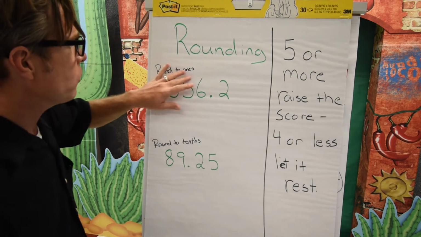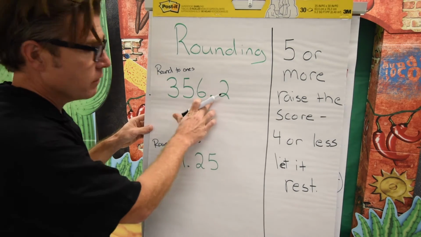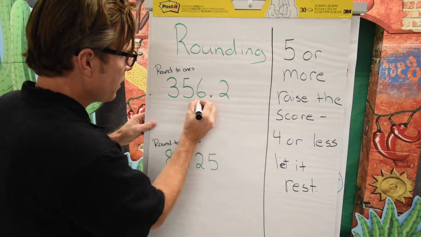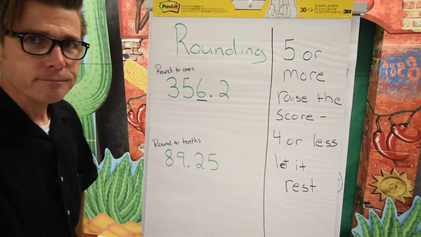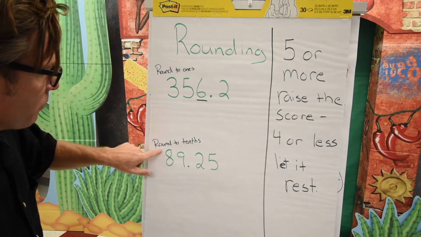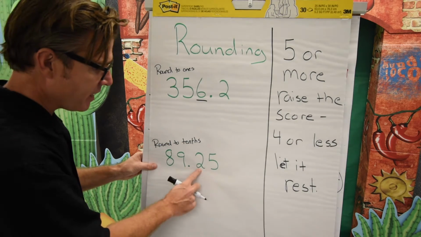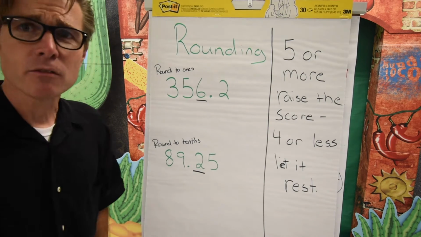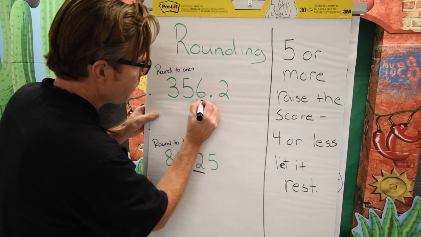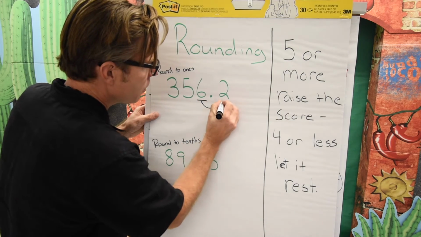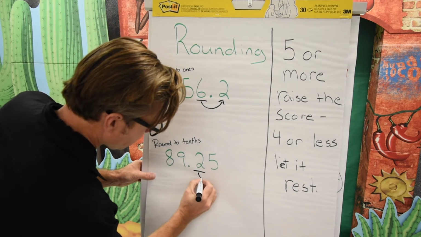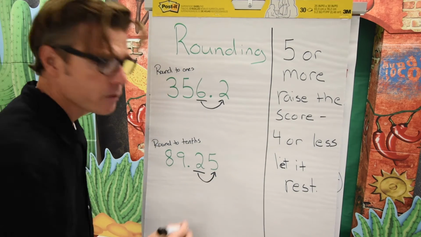So the first number, round to the ones. I know that, looking at the decimal, 1 to the left is going to be the ones place. I'm going to underline that 6. On my second problem, round to the tenths, I know that the tenths place is 1 to the right of the decimal, and I'll underline the tenths place. Draw an arrow from the underlined number to the number on the right.